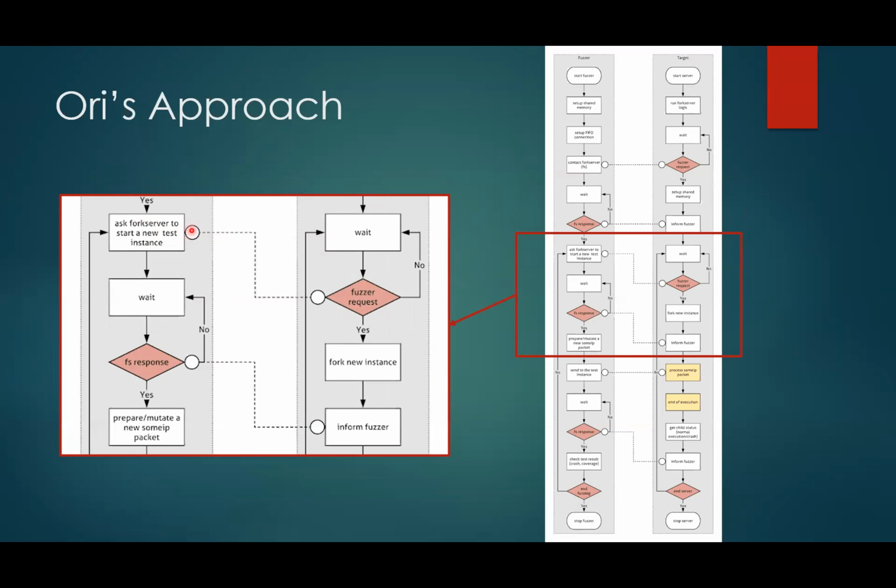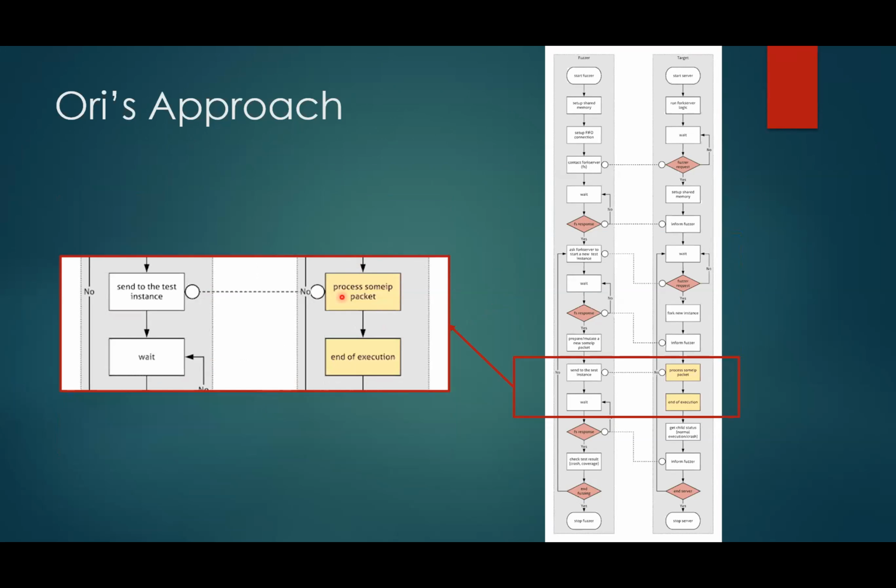In this case, the fuzzer will just say that you can fork a new instance for me to test with, and then after the target has received this request from the fuzzer, it will fork a new instance and inform back to the fuzzer. The fuzzer then will prepare a new SUMIP packet. In this preparation, the packet is not randomly prepared. It is based on some structural information, and then it will send it to the target to process.